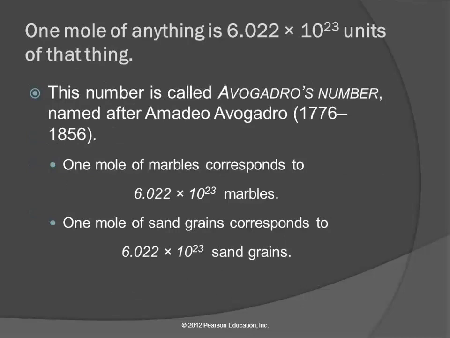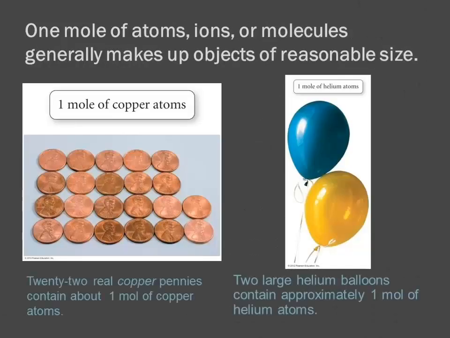So 1 mole of anything is that number. And the number has a name. It's called Avogadro's number, named after Amadeo Avogadro, whose work led to us figuring out what that number was. So a mole of marbles, 6.022 times 10 to the 23rd marbles. A mole of sand grains, 6.022 times 10 to the 23rd sand grains.